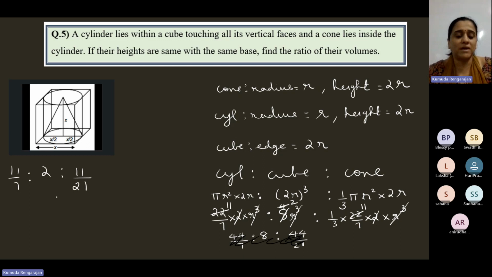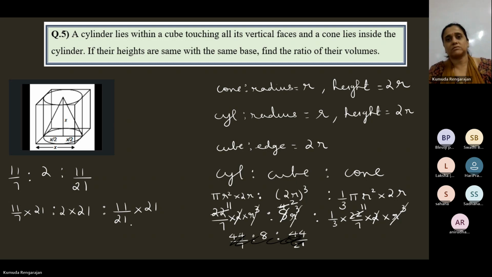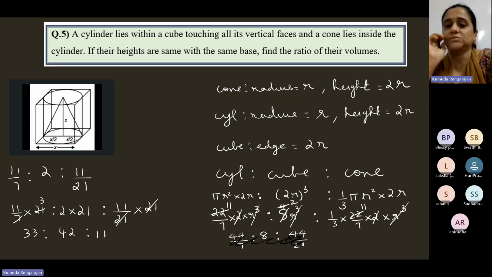Now multiply by 21. 11 by 7 into 21 is to 2 into 21 is to 11 by 21 into 21. Why are you sleeping? 7 ones are 7, 7 threes are 21. So 33 is to 42 is to 11. This is the ratio.